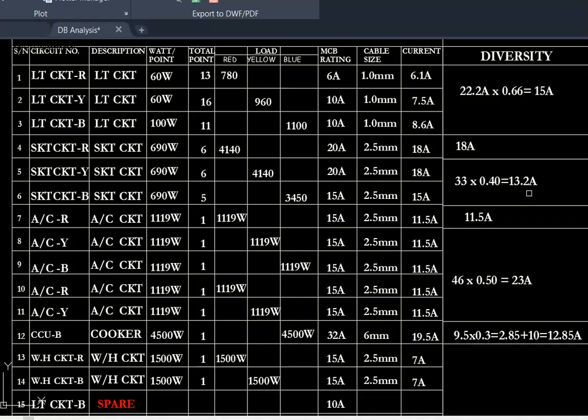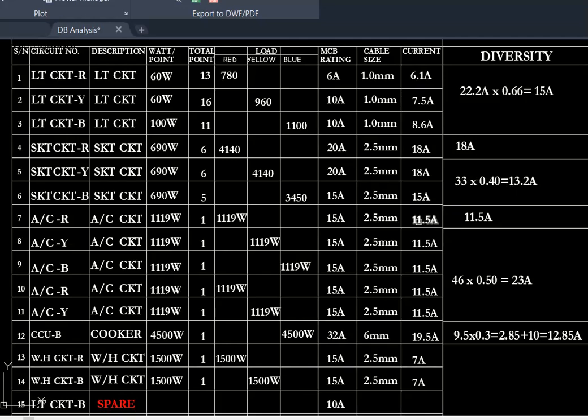So the total current now for my ring circuit is going to be 13.2 plus 18. That's the total current instead of 18 plus 18 plus 15. All right, I hope it's clear. So my total current for the ring circuit is 13.2 plus 18 only. So I've taken away the rest.